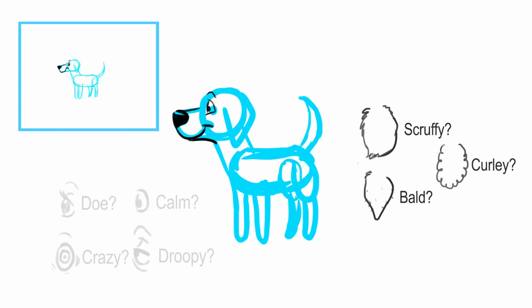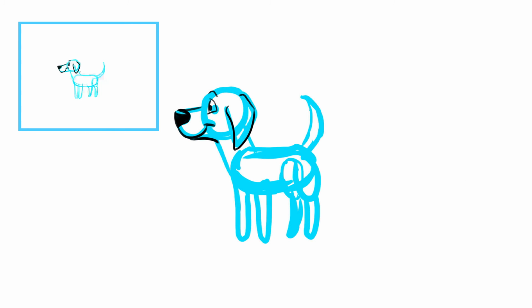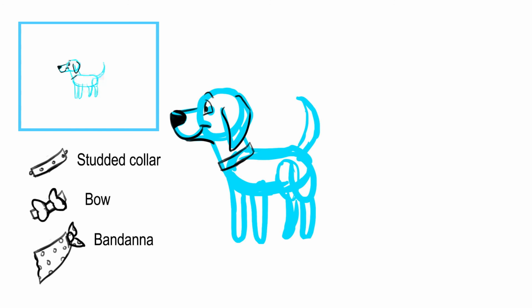Okay, now we're going to clean up the ears. And again, you can add that furry detail on there. So if they've got smooth ears, you can just do nice smooth lines. Or they might be curly or woolly. So just experiment with different lines for different fur textures. Okay, and now we can add the collar, or if you wanted to, you could add some studs on it. It could be a bow tie or a bandana.